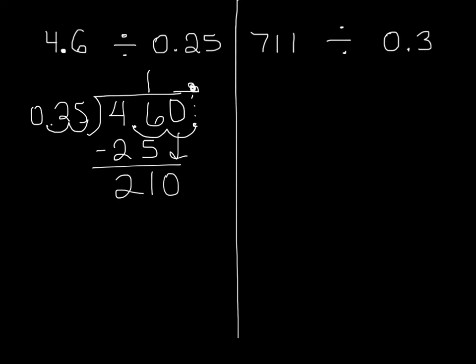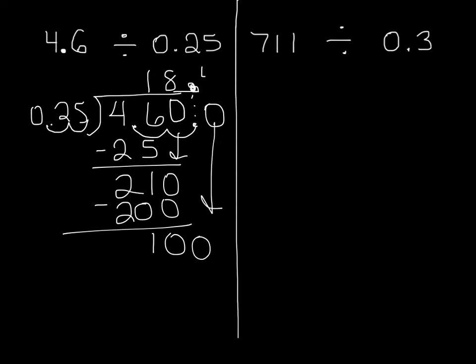Bring down the 0. 210 divided by 25 is 8. 8 times 25 is 200. 210 minus 200 is 10. So now I can add a 0 to the end. Bring it down. 100 divided by 25 is 4. And I get 18 and 4 tenths is my answer.